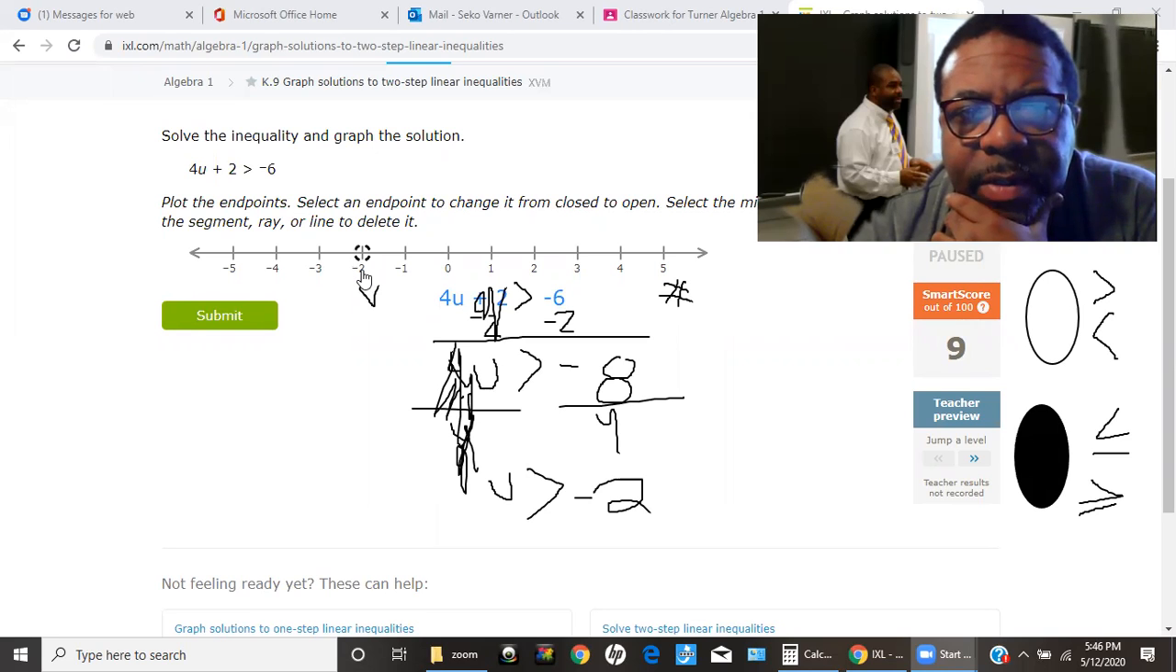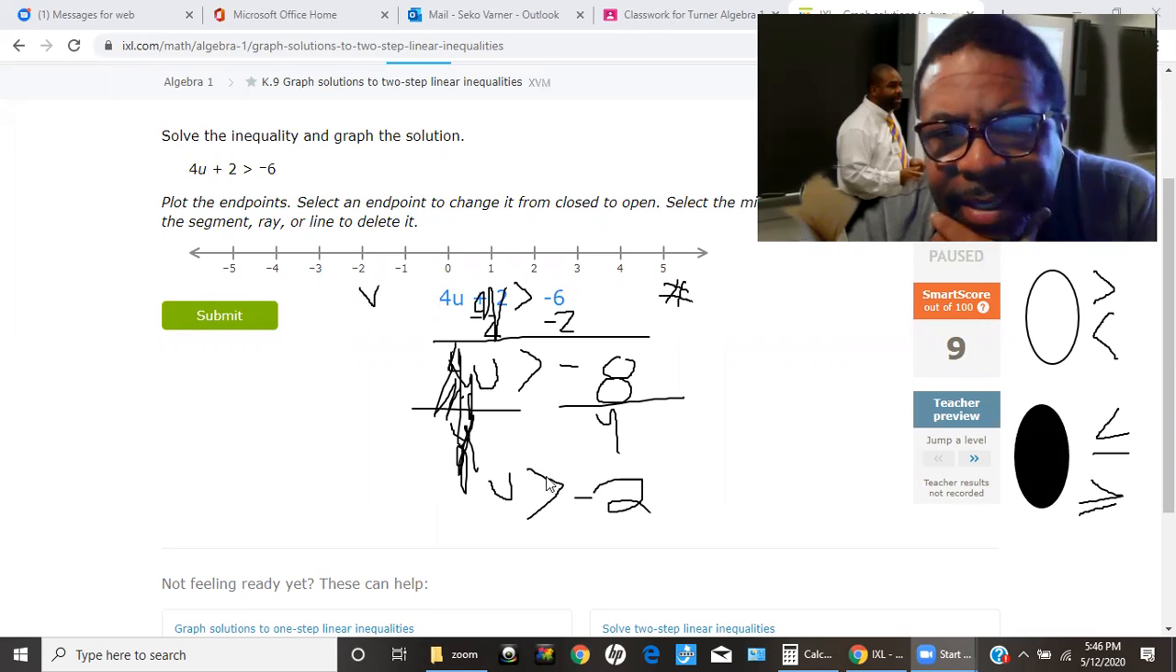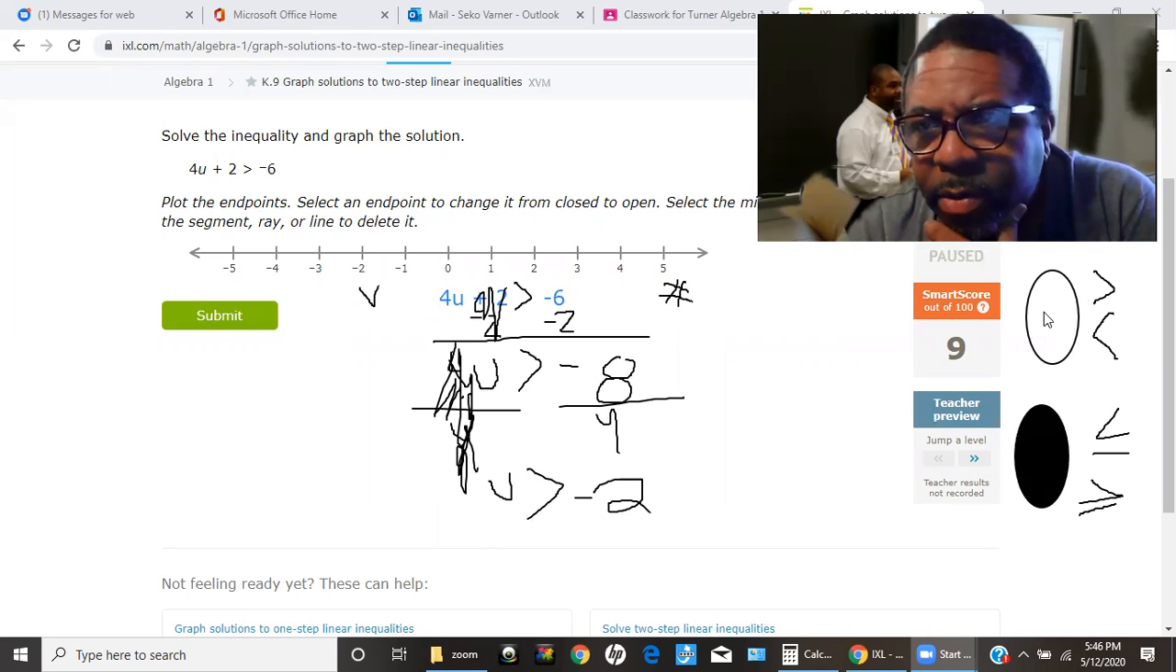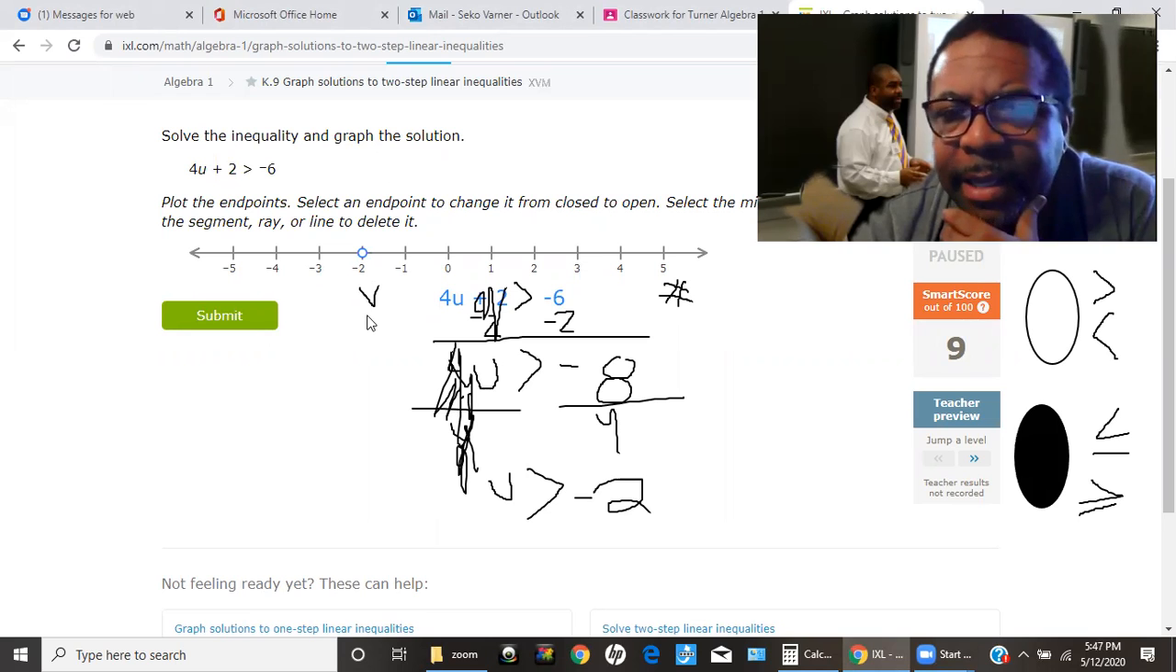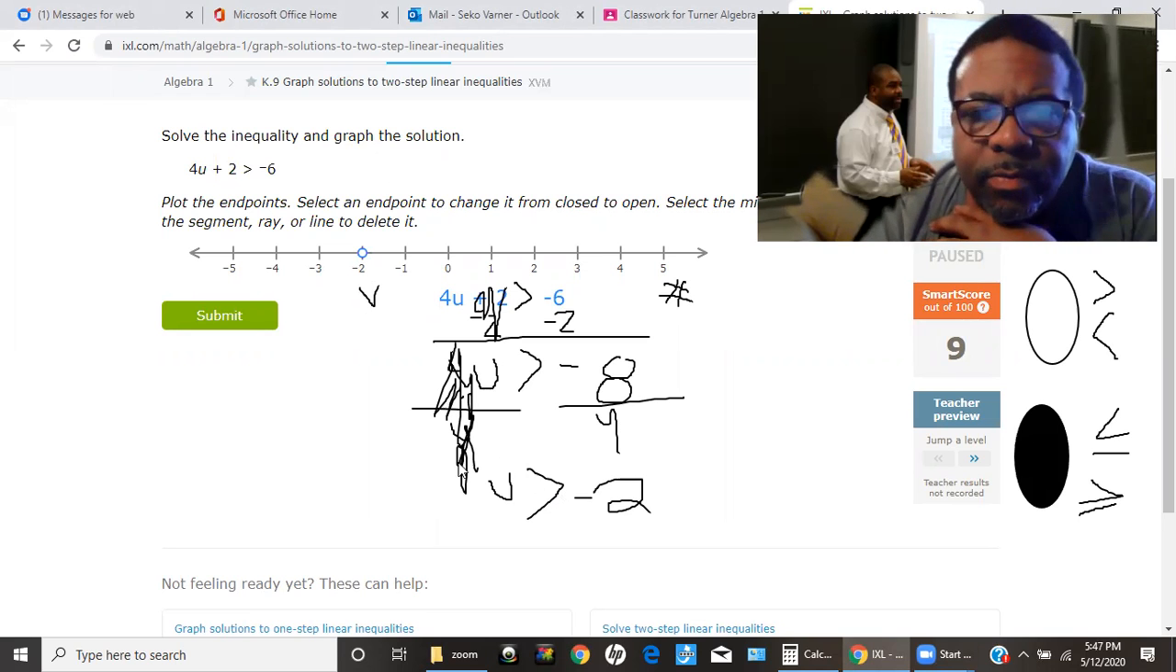That's where -2 is on the number line. Now that says u is greater than, so it's just the greater than symbol. So this circle is going to be open. When I come to -2, the first time I hit it, it's closed. The second time I hit it, it's open. We're shading for u. So u is greater than -2. So everything that's greater than -2.